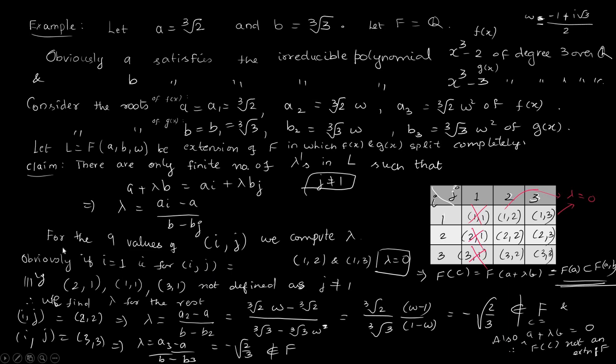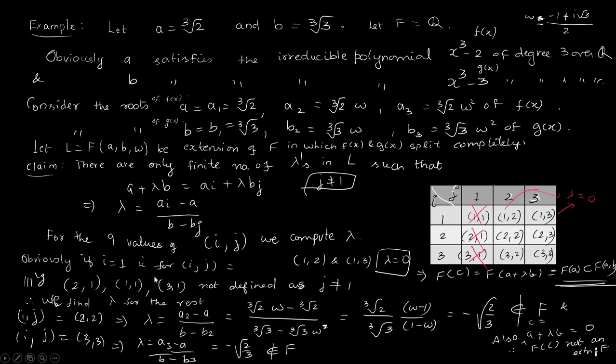So for the 9 values of ij, we compute lambda. See, what we have claimed here is that there are only a finite number of lambdas in L such that this one holds. On simplification, keep lambda on one side and take the rest to the other side. So AI minus A goes there, and B minus Bj, this is what your lambda is. Now for the 9 values, we compute lambda.